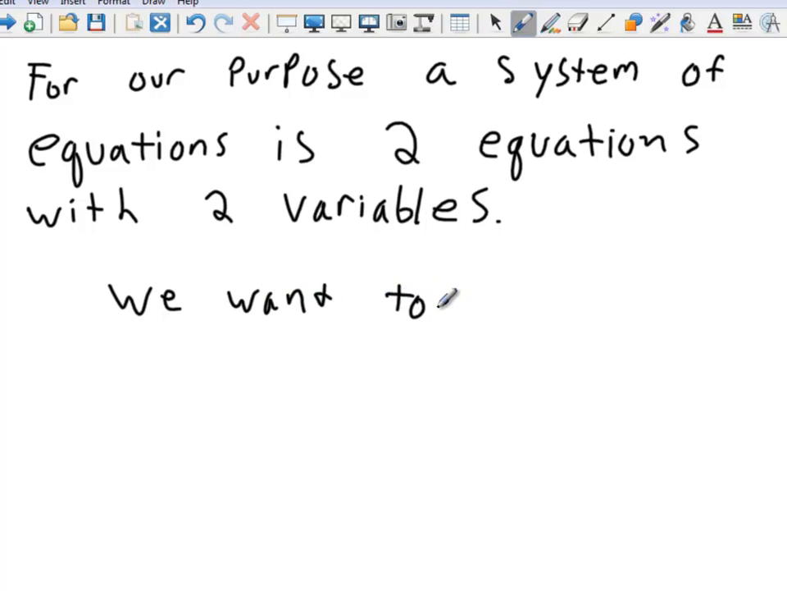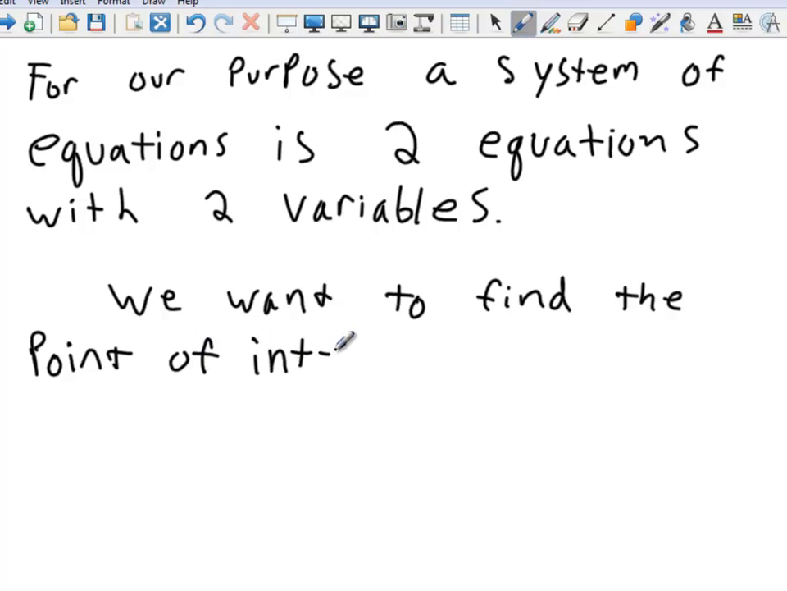So that's what we're saying here. So jot this down if you're taking notes. Systems of equations, two equations with two variables. We want to find the point of intersection, or the x and the y, that will work in both equations. That's what we're doing.